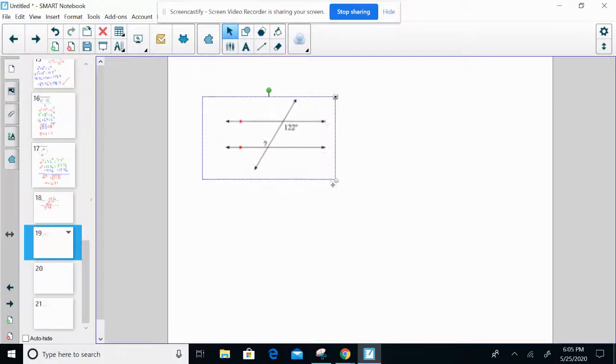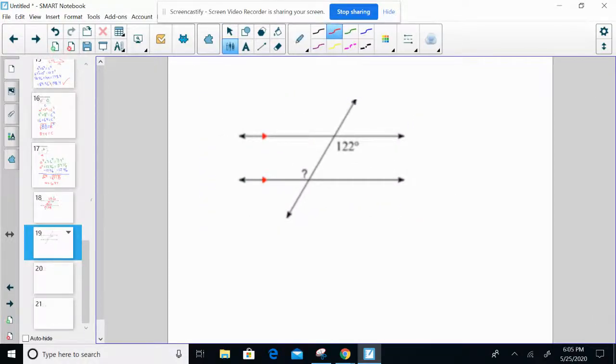All right, so we know 122, and we know the angle that we're missing is also a big one. Now you could sit here and do it: we know the big one on this one is 122. 180 minus 122 is going to be 58, so these are 58. And then just slide it down. The small one is 58. The big ones are 122.